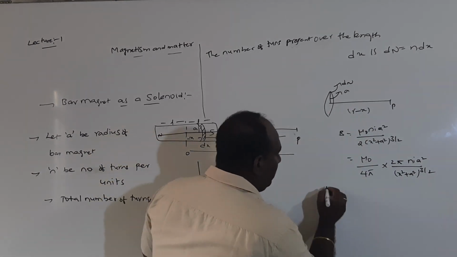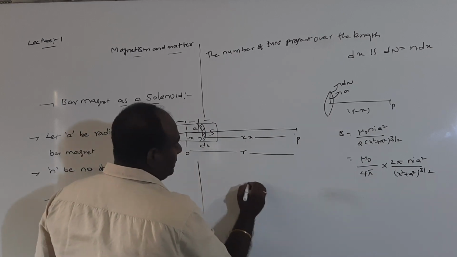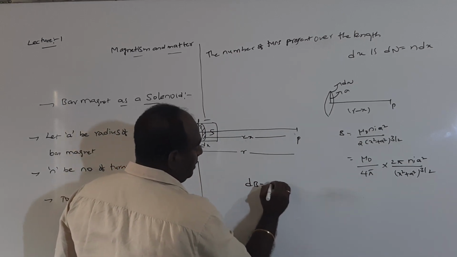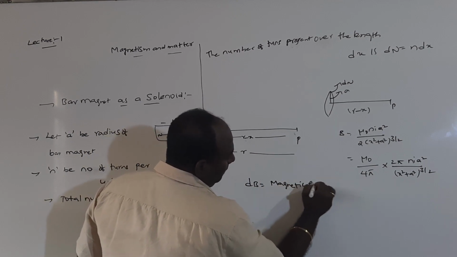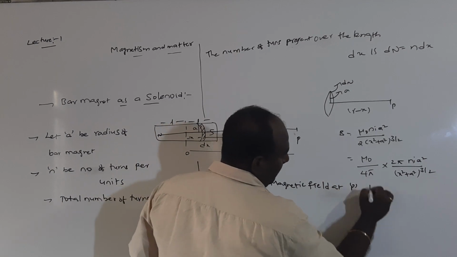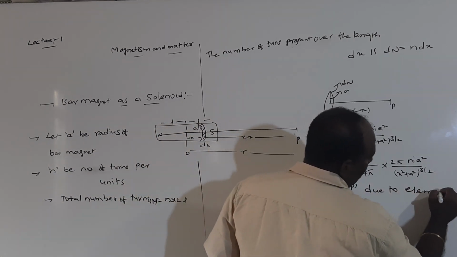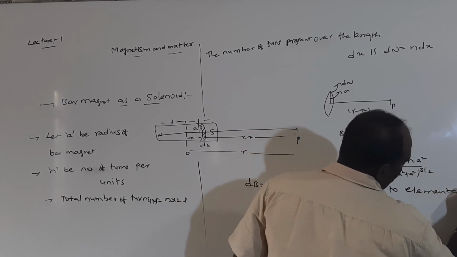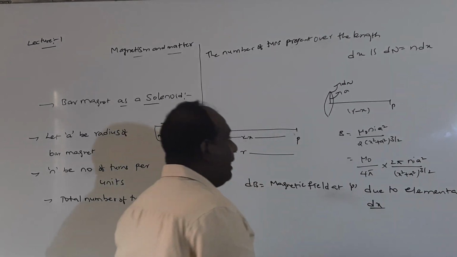If I substitute, dB is the magnetic field at P due to the elemental portion dx. I am repeating one more time.